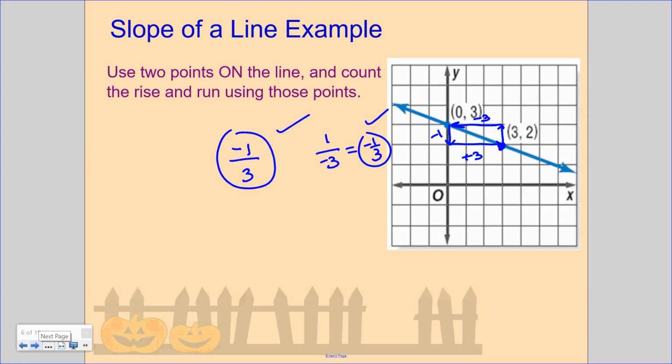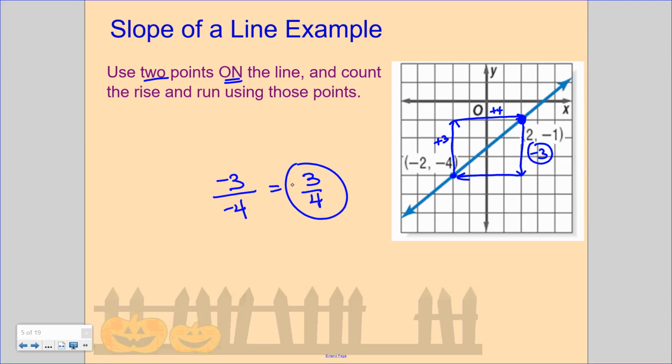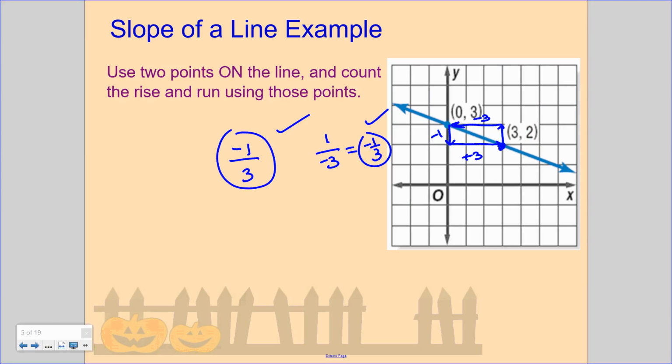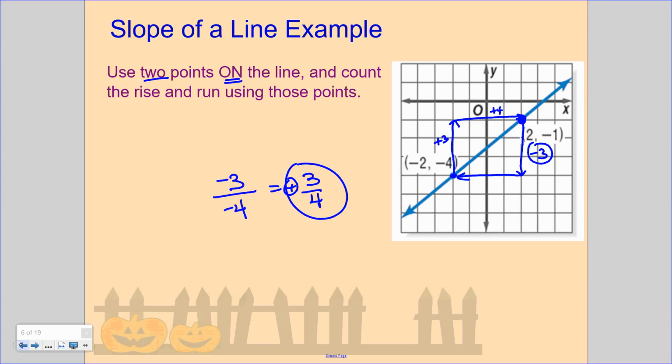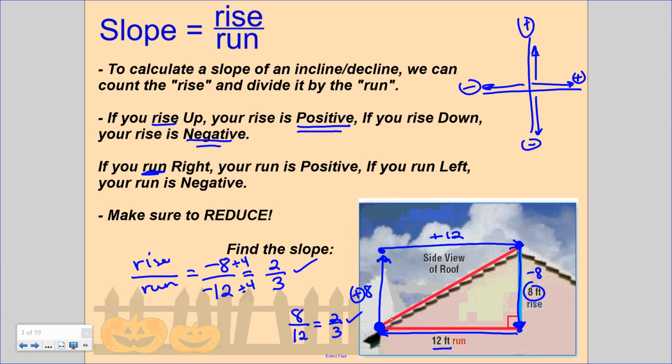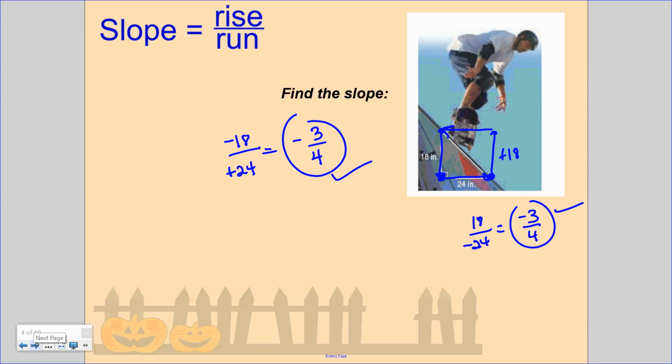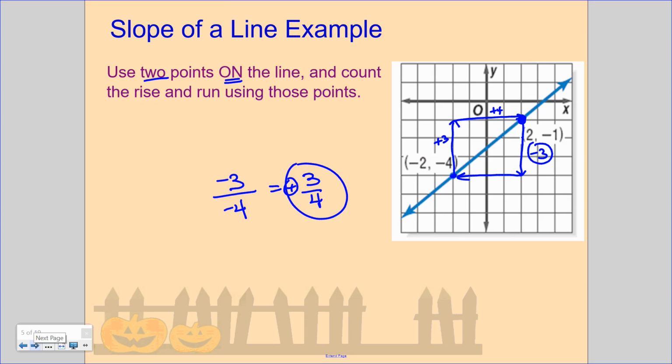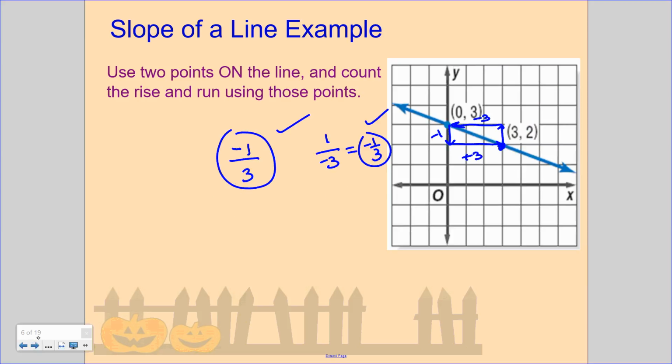A couple things I want to bring to your attention before I get to part 2 of the video is that we had some slopes that were negative and some that were positive. This is a positive slope. This one was negative. Look at the difference in our lines. Here's a negative slope. There's a positive slope. Hopefully, you can see that negative slopes go down and positive slopes go up from left to right.